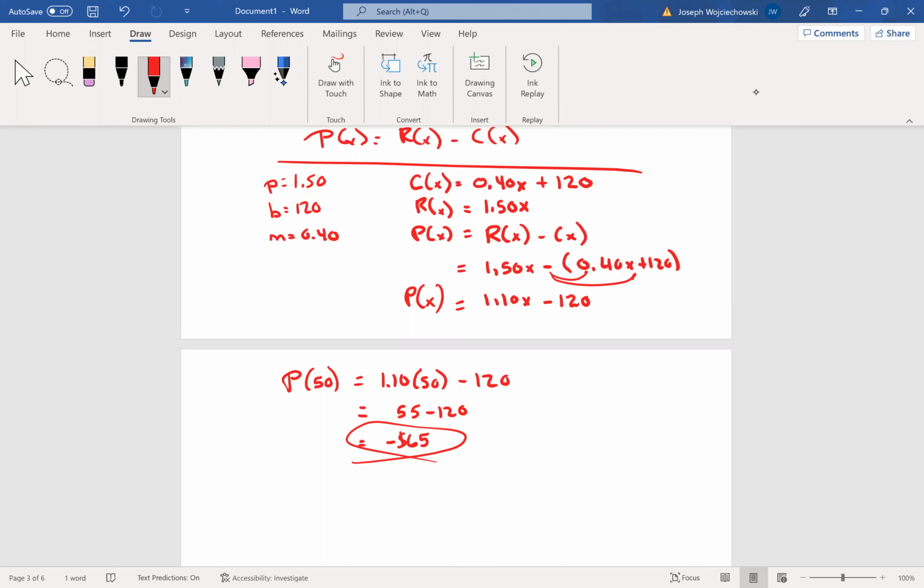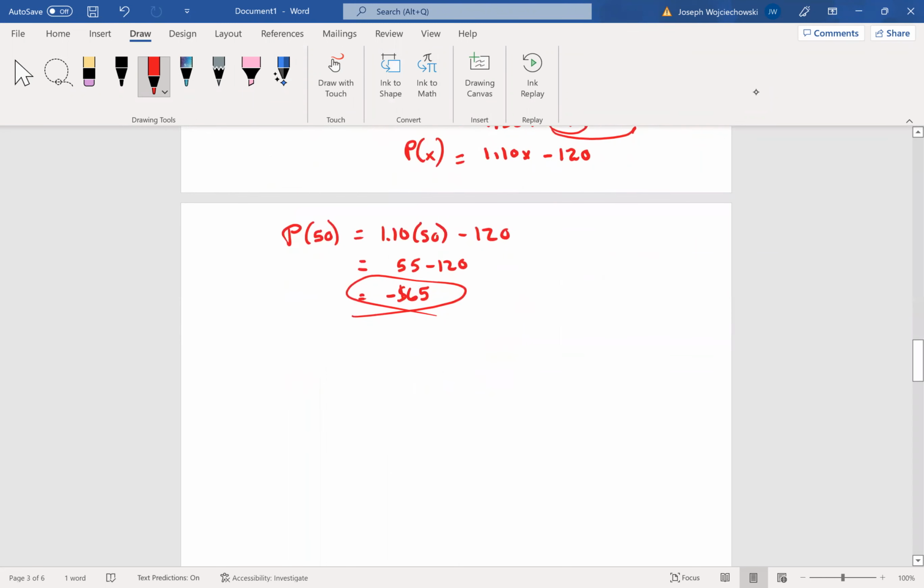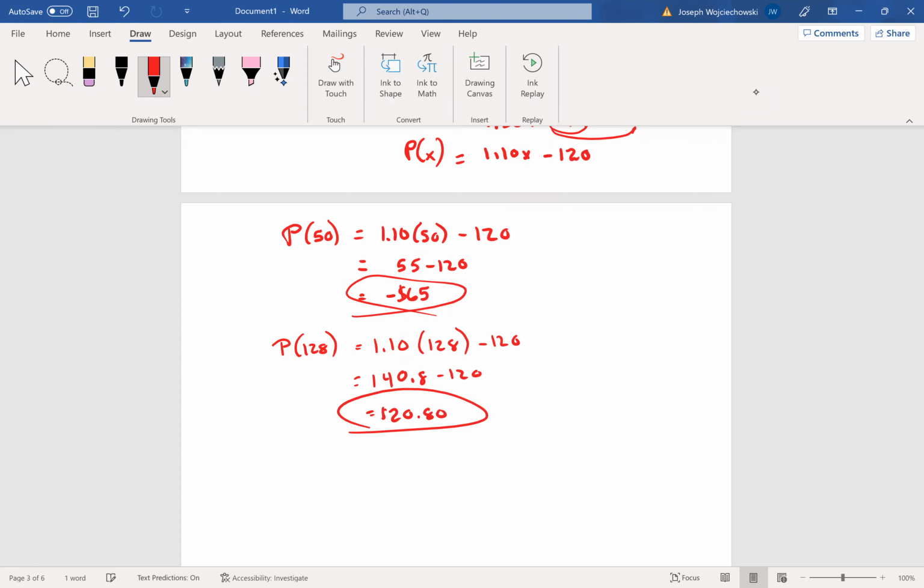How much profit will be made for producing and selling 128 cups? So now we're looking at P of 128. So I have 1.10 times 128 minus 120. 1.10 times 128 is 140.8, minus 120. That gives me $20.80. So we have a profit of $20.80.